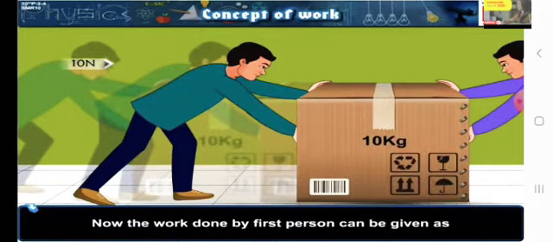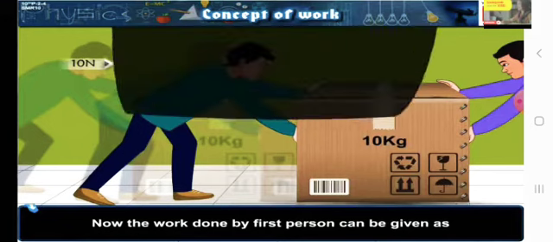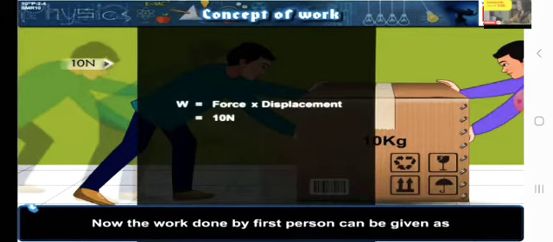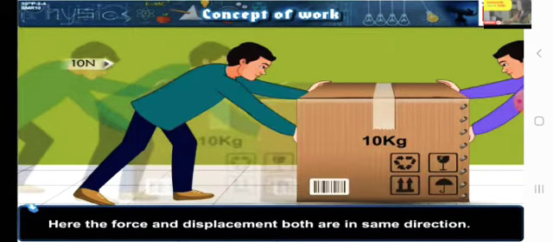Now, the work done by first person can be given as work W is equal to force into displacement. By substituting the values, work is equal to 10 Newton into 3 meters. So work is equal to 30 Newton meters. Here, the force and displacement both are in same direction.